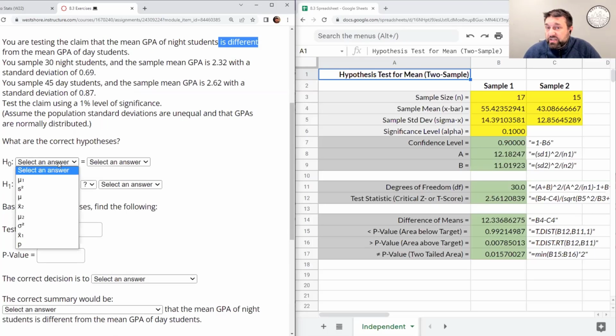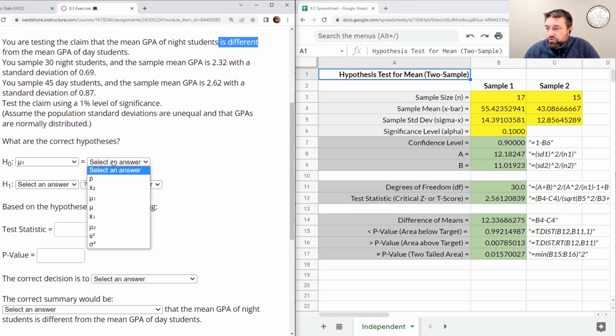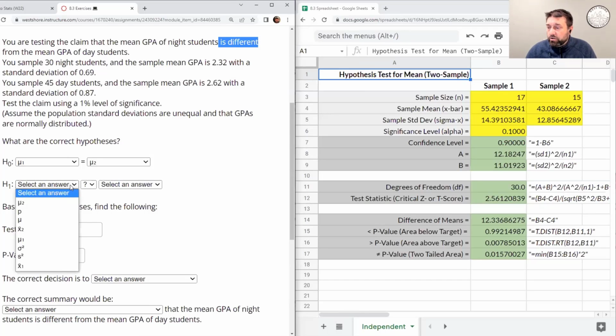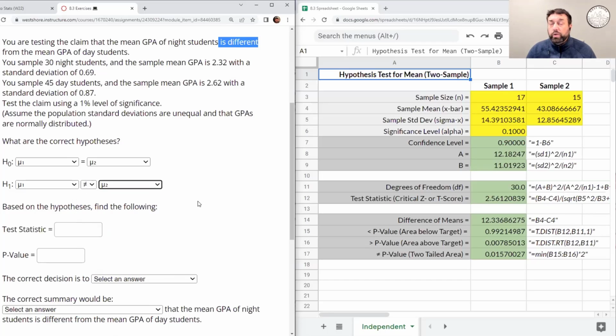So the null hypothesis is that the mean of this first sample is equal to the mean of the second sample. Mu sub 1 is equal to mu sub 2, that there's no difference between the two values. The mean of the evening is the same as the mean of the day students. That's the null. Our alternative is, no, we think there's something going on here. We're not sure if it's greater than, we're not sure if it's less than, but we think there's something going on. So our alternative is mu sub 1 is not equal to mu sub 2. We think that there's a difference.